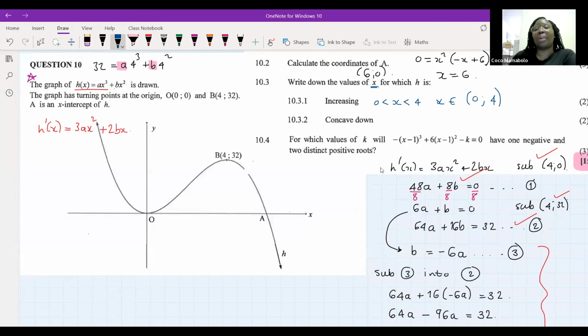All right, let's talk about concave down. Now, you can actually spot concave down on the graph, except we're going to need something very important. What do we need at the point of concave up or concave down? What do we need to find?